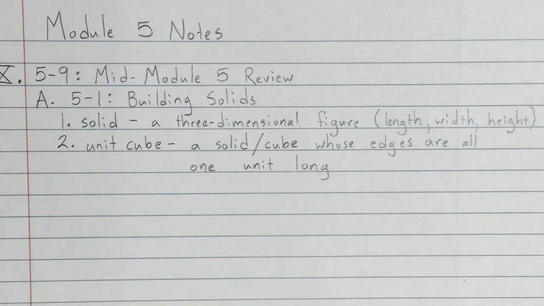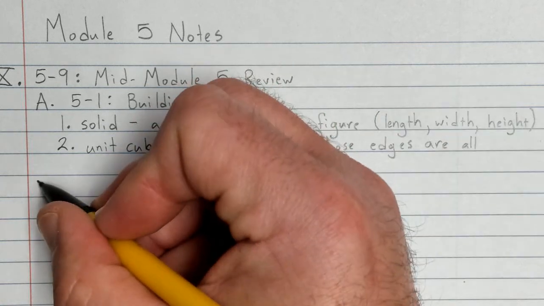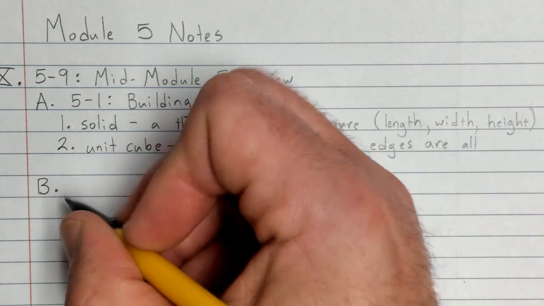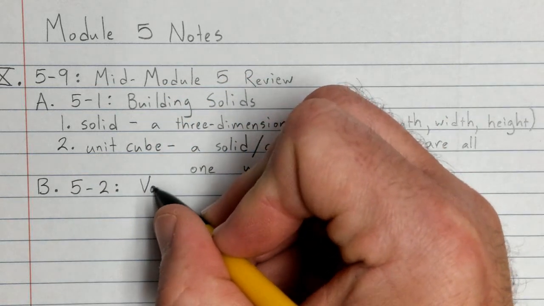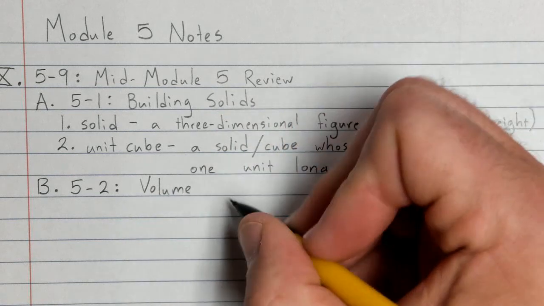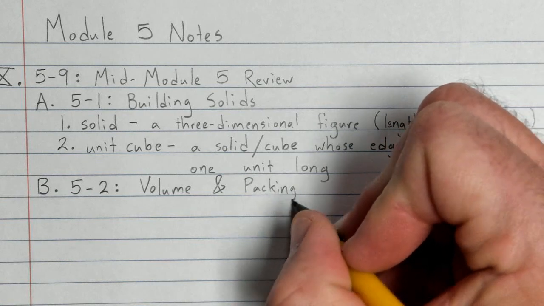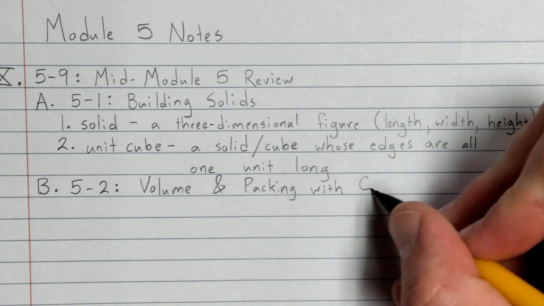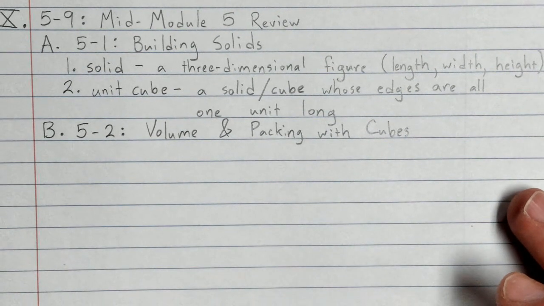We used the little centimeter cubes in class, but like I keep repeating, you could use any unit of measurement. You can have a cubic meter. You could have a cubic mile. Oh, that's pretty ridiculous. All right, let's move on to letter B. Letter B, we're looking at 5-2, volume and packing with cubes. I probably could have just put volume is packing with cubes, because it is.